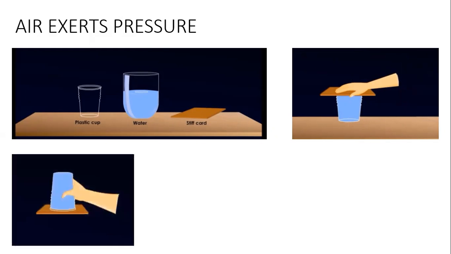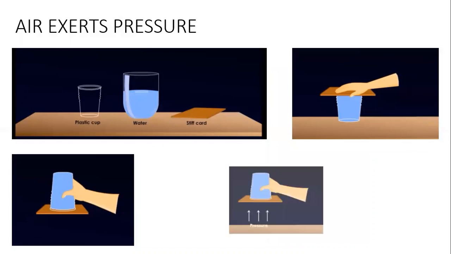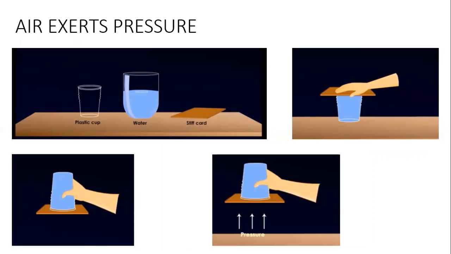Turn the cup upside down over a sink and take your hand away from the card. When you take your hand away from the card, the air below presses on the card and pushes it up. This shows that air exerts pressure.